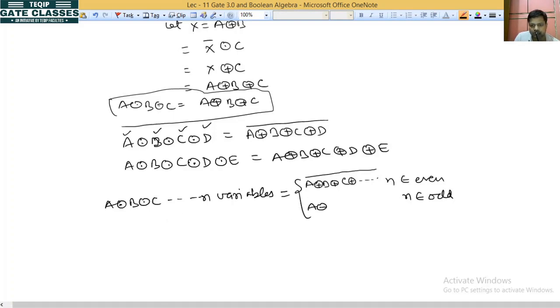Okay na, when it belongs to odd number. So you can see here A B C, 3 variables are there, 3 is odd, so it will be equal to A XOR B XOR C. Okay na? These are the important formulas related to XNOR. Okay na? Always remember, in GATE, XOR and XNOR is very important. Okay na?